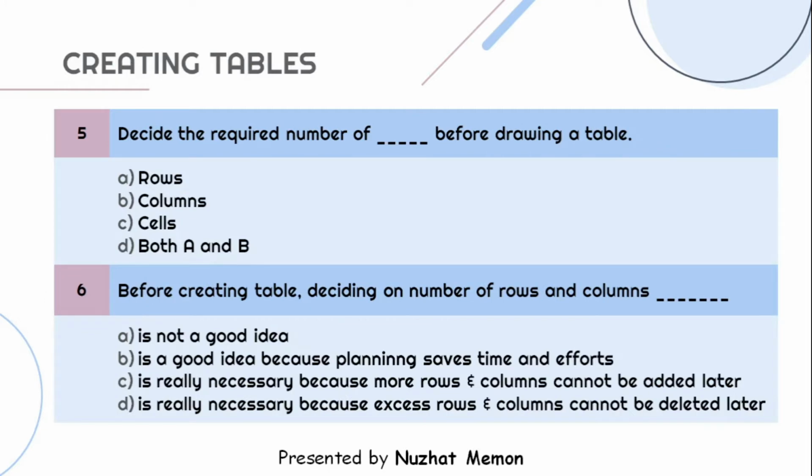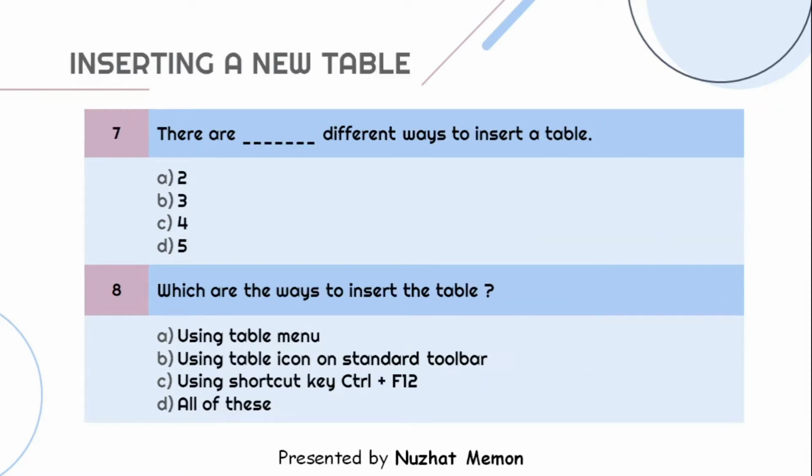Fifth, decide the required number of dash before drawing a table. So the correct option is option D, that is both A and B. That means you have to decide the number of rows and columns before drawing a table. Now sixth, before creating a table, deciding on the number of rows and columns, dash. So it is a good idea because planning saves time and effort. For example, suppose you have created a table of default size, that means 2 rows and 2 columns. Now you have to add more rows and more columns, then your table becomes big. So it takes time and effort also. But if you decide the number of rows and columns prior, it will save your time and effort too, right? Now here we start a topic, inserting a new table.